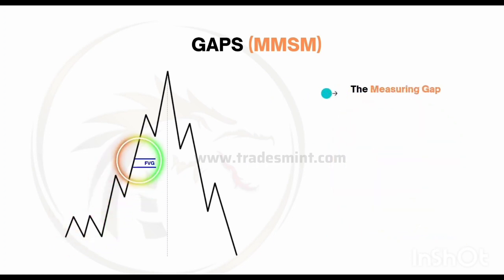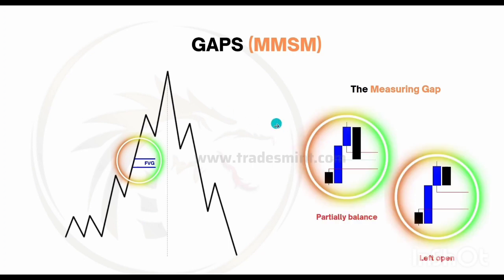We also have a measuring gap. Now, we've briefly spoken about the measuring gap in previous lessons, and we know that the measuring gap is found at equilibrium or 50% of the entire dealing range. Now, again, measuring gap will either partially balance or it will be completely left open.